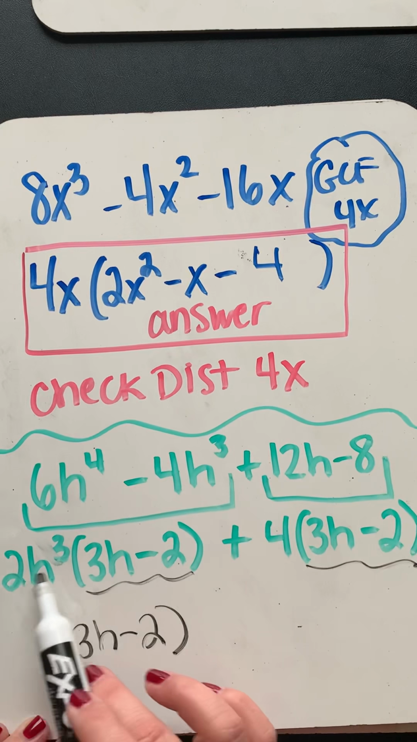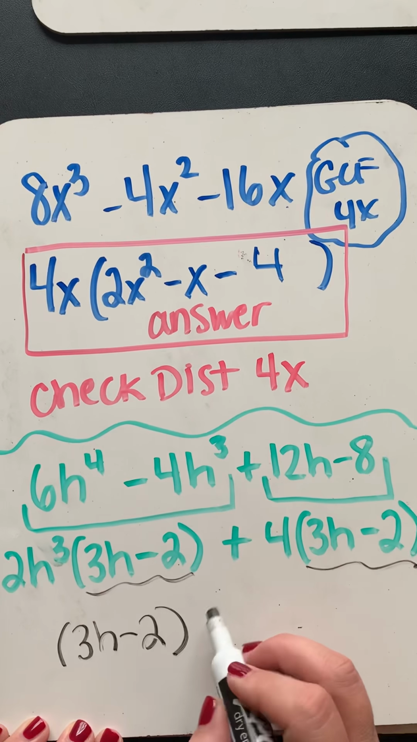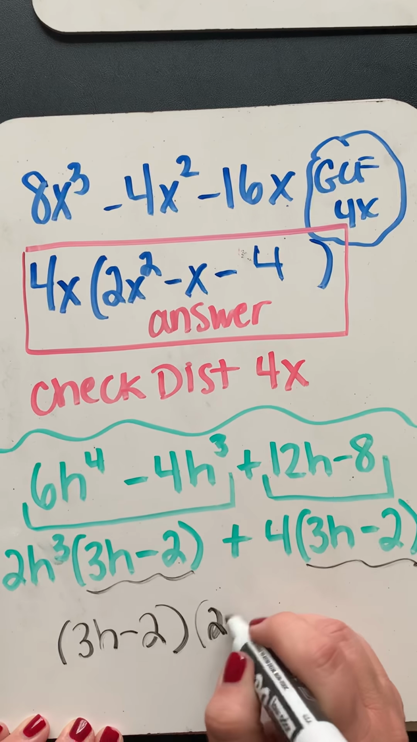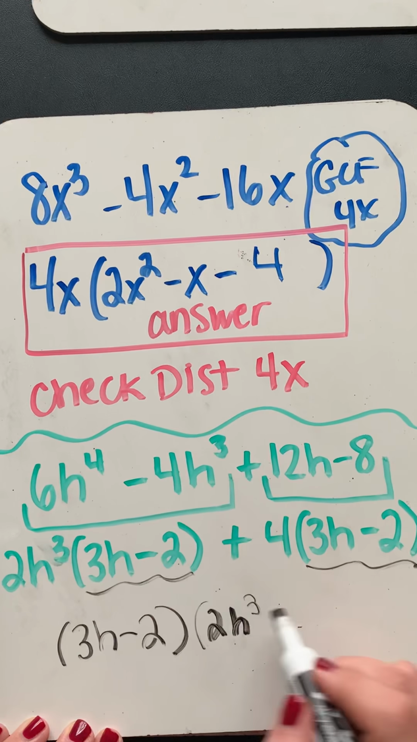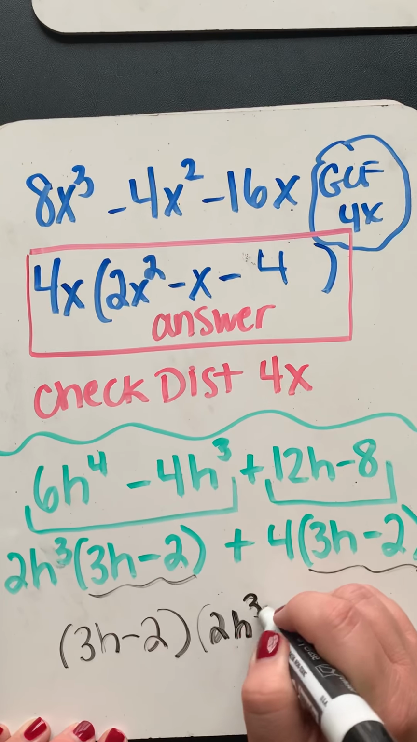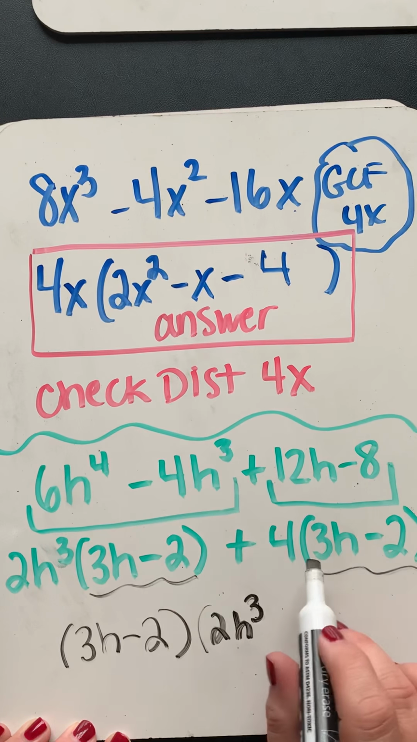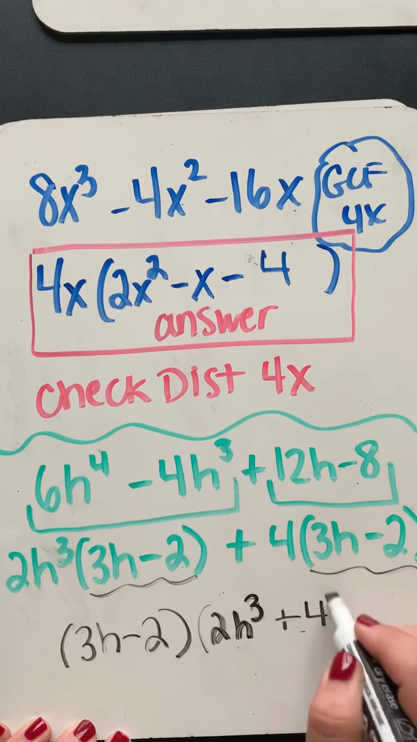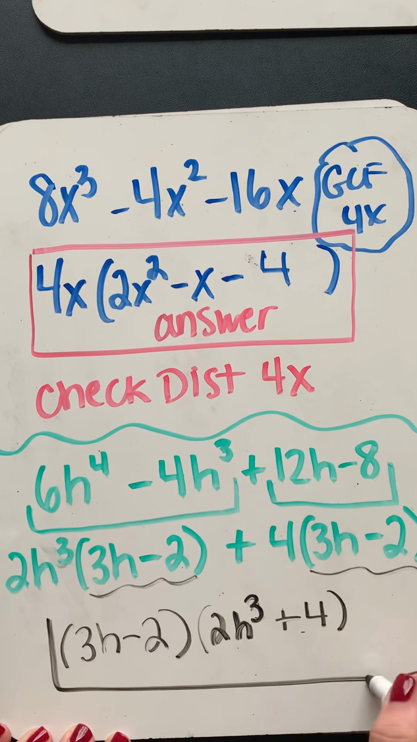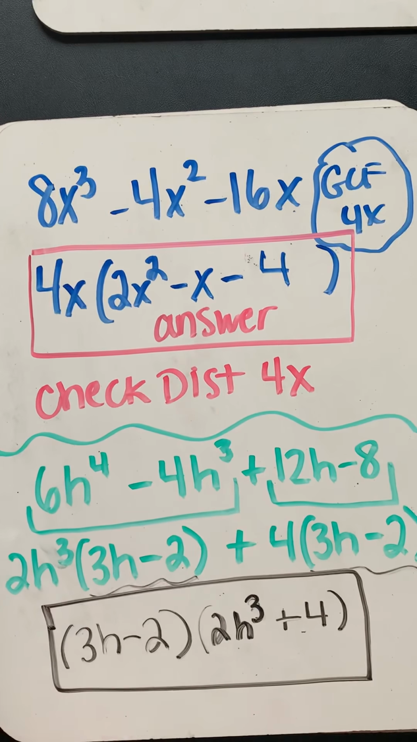When I divide the first part by 3h minus 2, I'm left with 2h cubed. And when I divide the second part by 3h minus 2, I'm left with 4. So this is your answer for factoring by grouping.